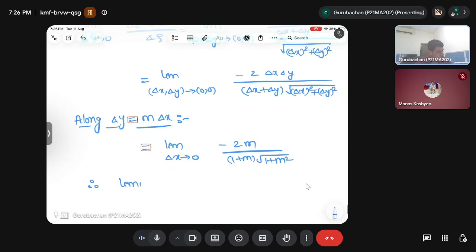limit does not exist. And if this limit does not exist, hence the test fails, or you can say f is not differentiable.